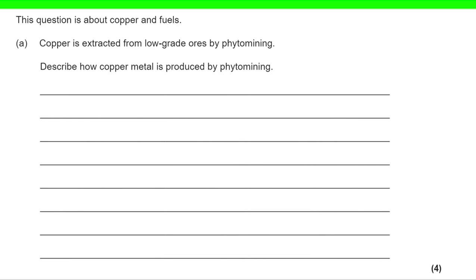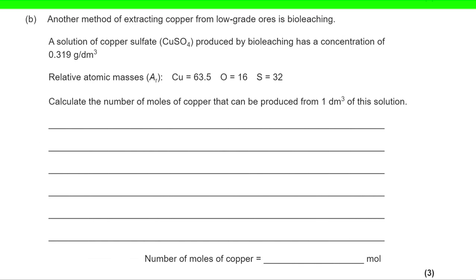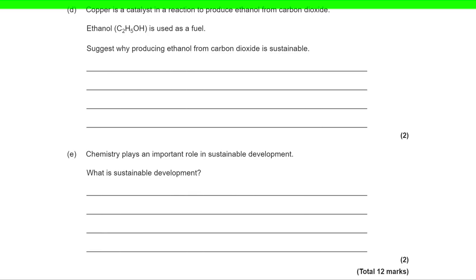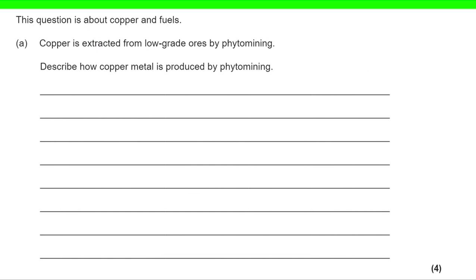This is an AQA GCSE Coordinated Science Chemistry question based around a range of topics, including quantitative chemistry, energetics, and using chemistry. Have a go at each section, pausing as you go, and then review your answers at the end of the video. Here's Part A, Part B, Part C, and finally Parts D and E, a total of 12 marks. So let's take a look at question A.